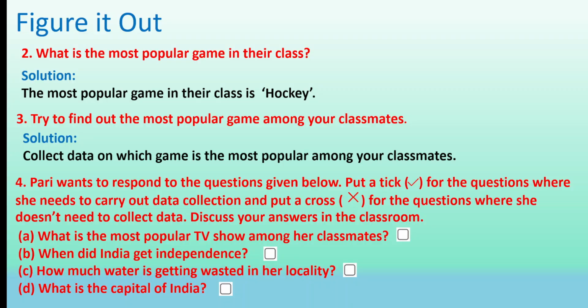Question number 4. Pari wants to respond to the questions given below. Put a tick for the questions where she needs to carry out data collection and put a cross for the questions where she doesn't need to collect data. Discuss your answers in the classroom. Questions are like, what is the most popular TV show among her classmates? When did India get independence? How much water is getting wasted in our locality? What is the capital of India?